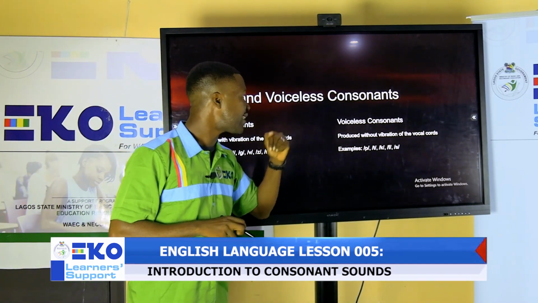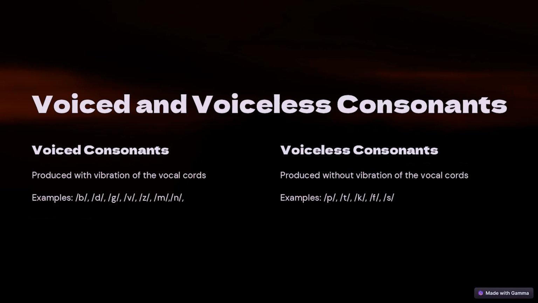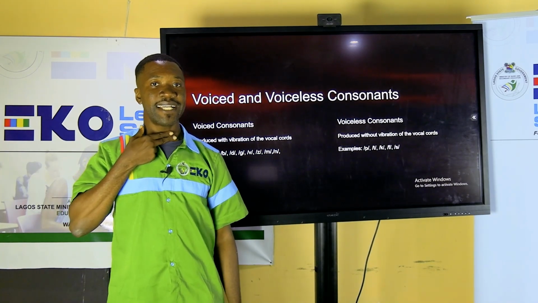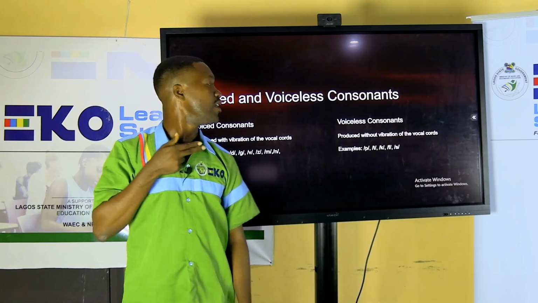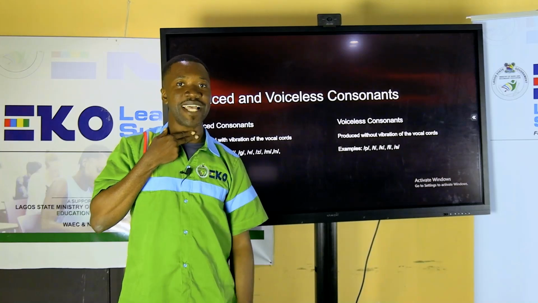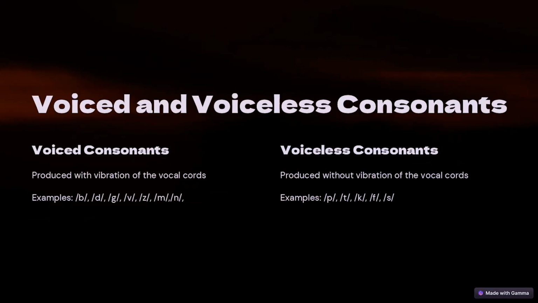Voiceless consonants are produced without vibration of the vocal cords. For example, you pronounce the consonant P. You find no vibration within the vocal cords. The consonant T, no vibration. We have the consonant K, no vibration. The consonant F, no vibration. And lastly, we have the consonant S.